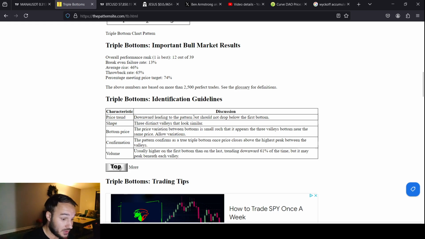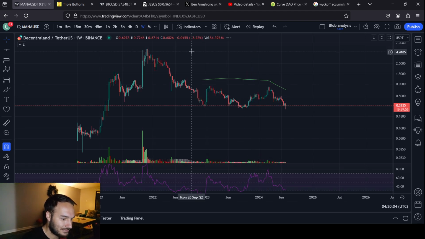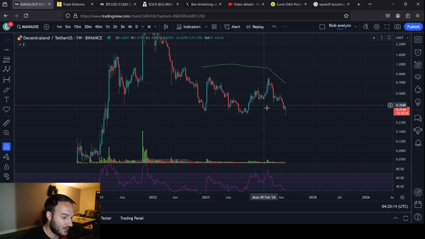Price trend downward leading into the pattern. Yes, okay. Three distinct valleys that look similar. 1, 2, 3. I wouldn't say they look similar, right? Or maybe it's this valley, that valley, and this valley. Hey, those three look similar. Maybe that's what you mean.